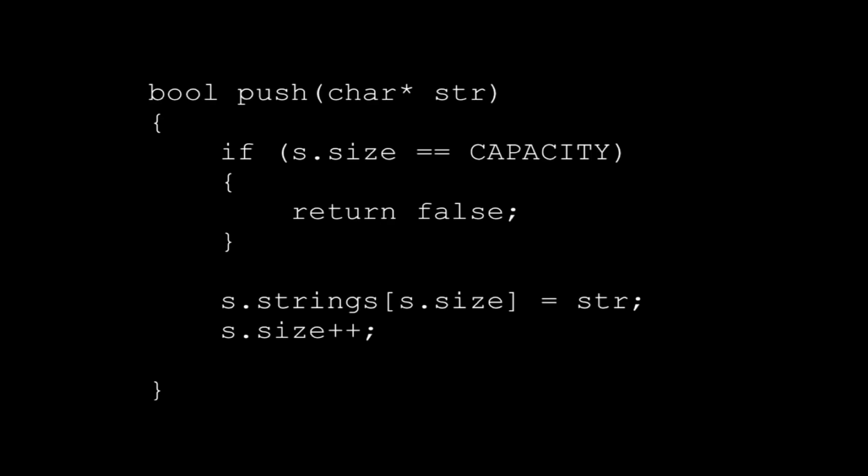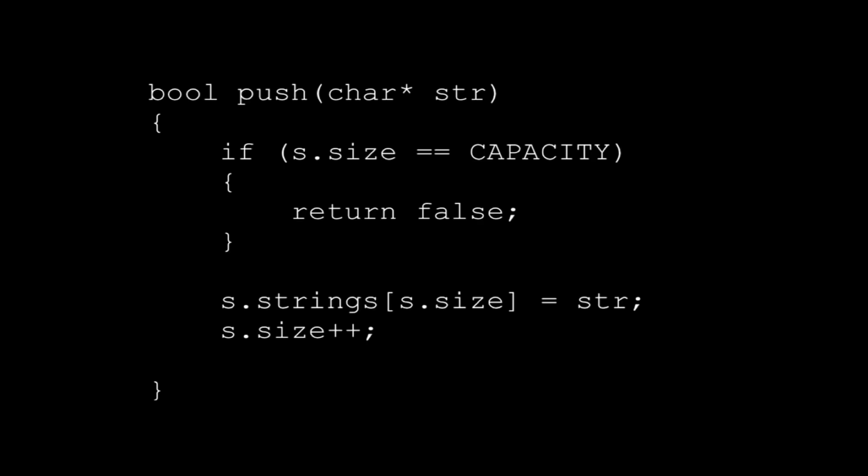And now at this point, we've pushed into our array. What's the last thing we have to do? Return true. Awesome. So it's pretty simple code, not too much. Once you've kind of wrapped your head around how the stack works, this is pretty simple to implement.